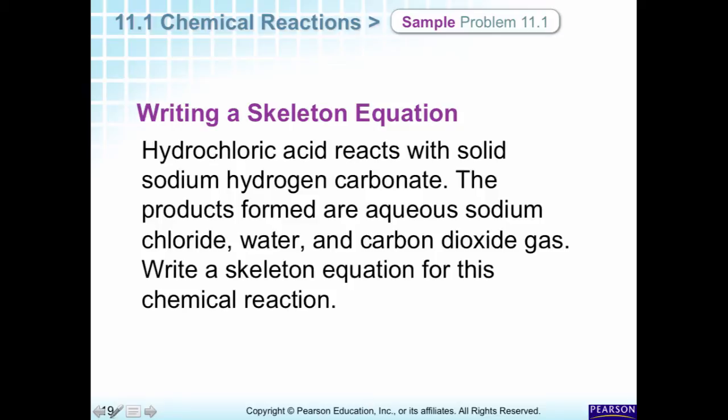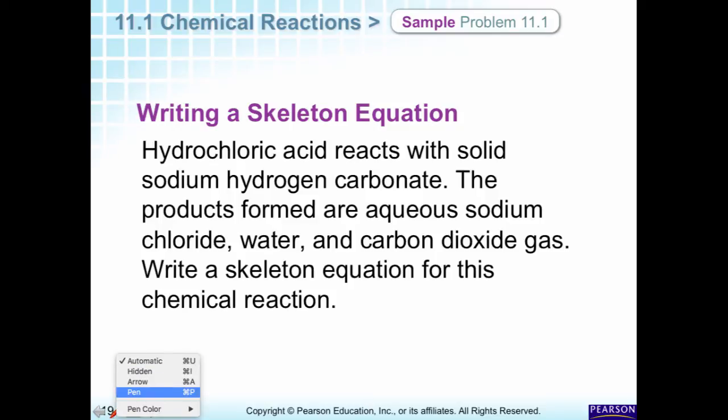All right, let's do some practice. Hydrochloric acid reacts with solid sodium hydrogen carbonate. The products formed are aqueous sodium chloride, water, and carbon dioxide gas. We're going to write the skeleton equation for this chemical reaction. Before we do that, let's write a quick word equation.